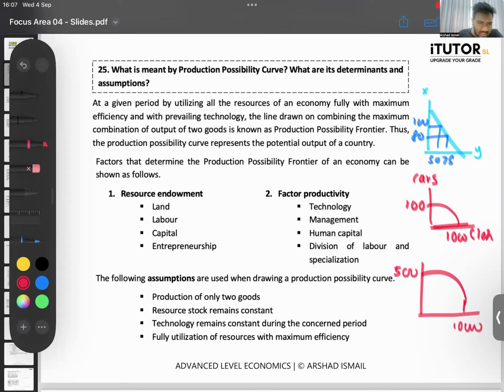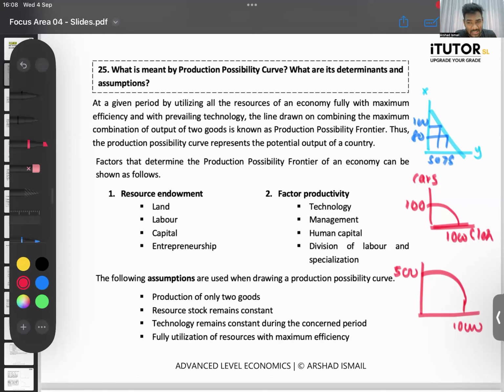Can you tell me why you think Japan's PPC is much bigger than Sri Lanka's PPC? What actually determines this? What are the factors that determine the size of your PPC, or the amount of goods and services you can produce? Can you give me some reasons? When Sri Lanka can produce only 100 cars, why is Japan able to produce 500 cars? When Sri Lanka can produce only 1,000 clothes, how can Japan produce 10,000 clothes? What are the determinants of this PPC? How come Japan has a much bigger PPC than Sri Lanka?